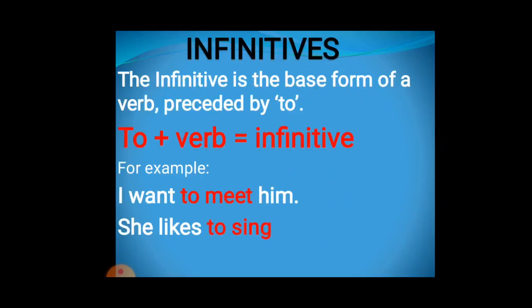Now infinitives, let's take first. It is the base form of a verb preceded by to, or you can say when we use to before a verb, it becomes an infinitive. Means to plus verb is infinitive. For example, to meet, to come, to do, to sing. Let's see the example. I want to meet him. She likes to sing. So here we added to before meet. So now here it became an infinitive.